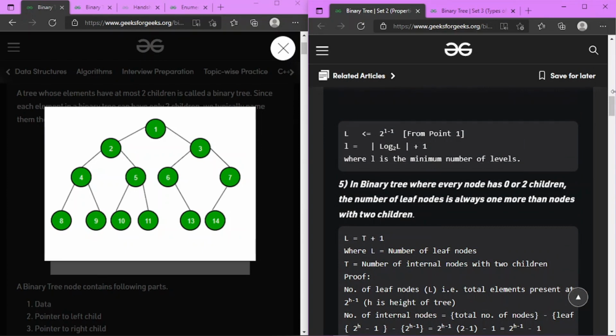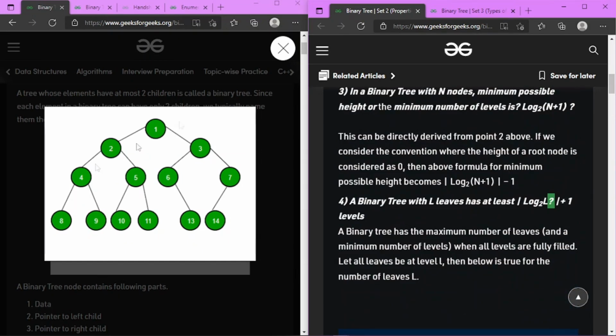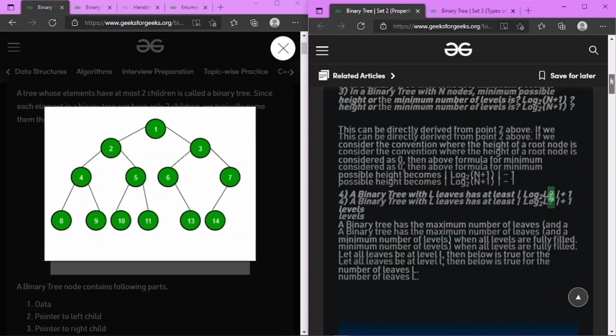Let's consider again that there are up to 7 nodes only, then the number of leaves are 1, 2, 3, 4. So if we put 4 in here, then log 4 base 2 is 2, plus 1, so it will be 3. Hence the number of levels is 3. So 0th level, 1st level and 2nd level, so in total there are 3 levels. So that is also the case.